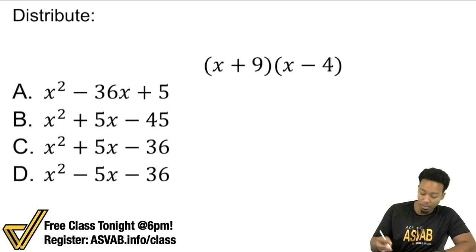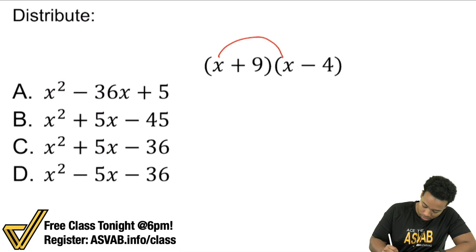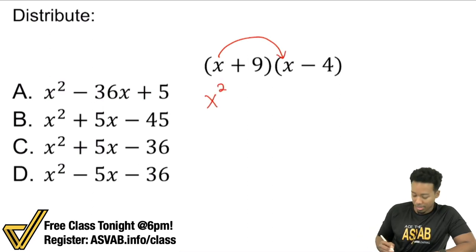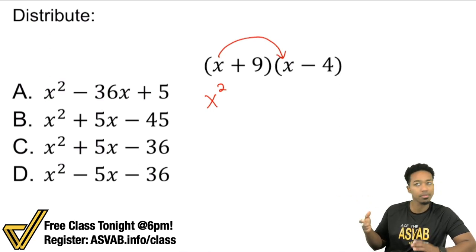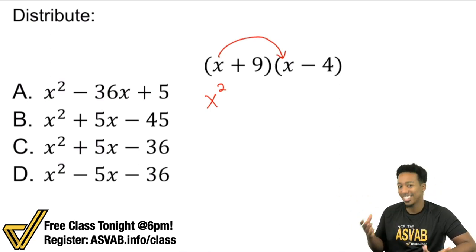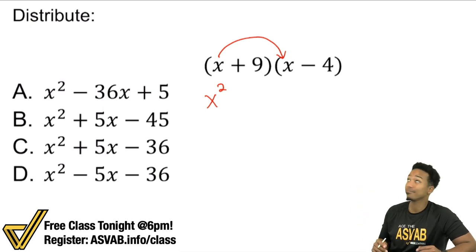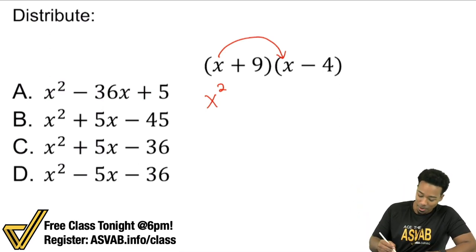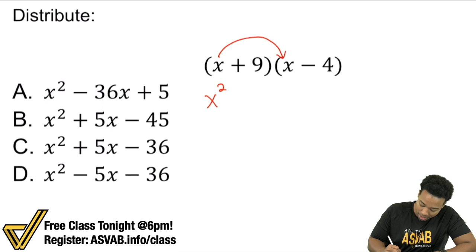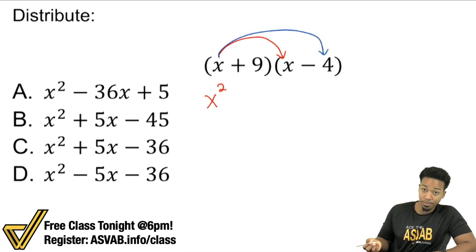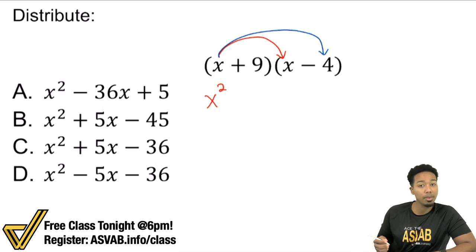Just make sure that everything from one parentheses multiplies with everything from the other. x times x is x squared, because anything times itself is squared. 5 times 5, 5 squared. 10 times 10, 10 squared. x times x, x squared. So then make sure that that x multiplies with that x and also multiplies with that minus 4. So negative 4 multiplied by x.